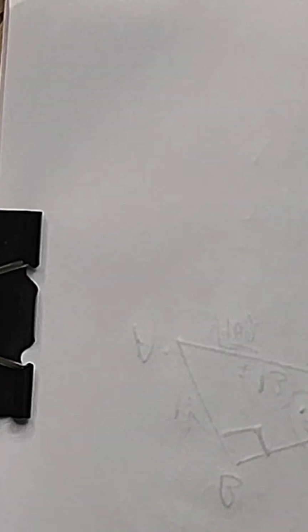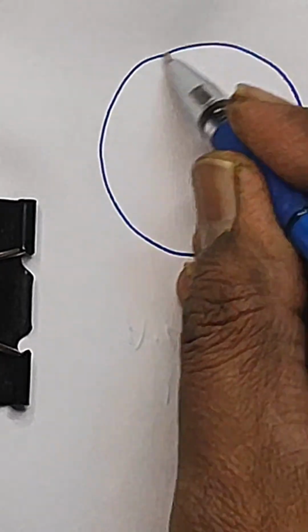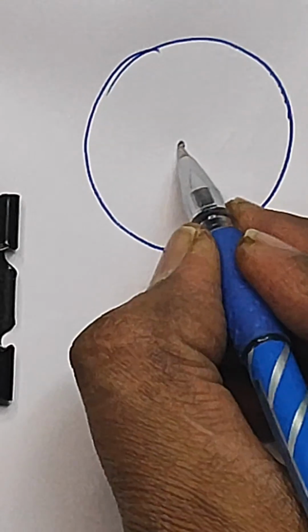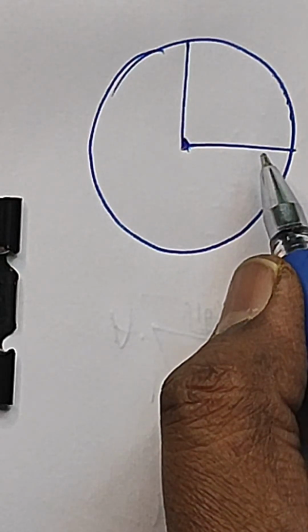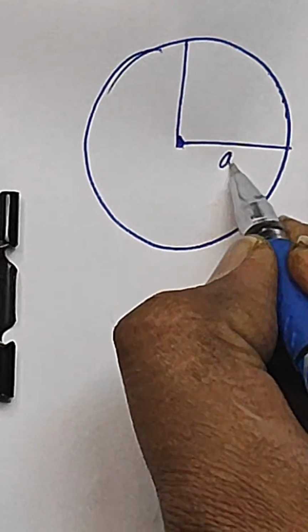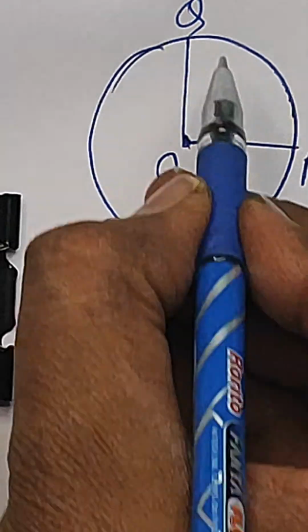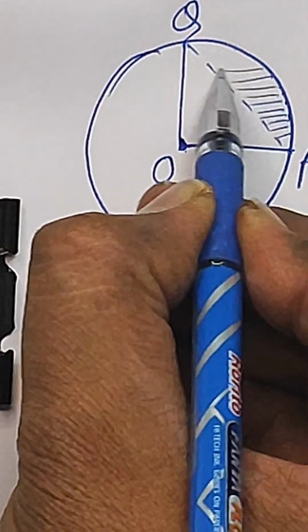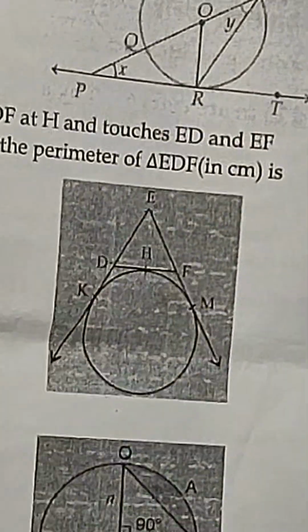So in this question, it is given that a circle, okay, along with this circle, this is the center, this is perfectly one quadrant, this is given as A, this is OPQ, and this is connected like this. We have to find the area of this segment, right? So this was the question. This is the question to us.